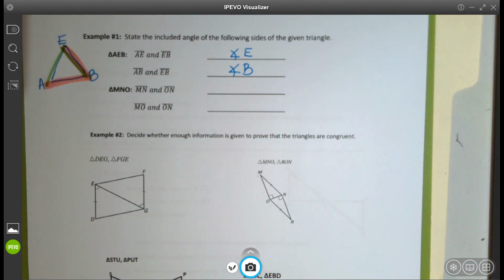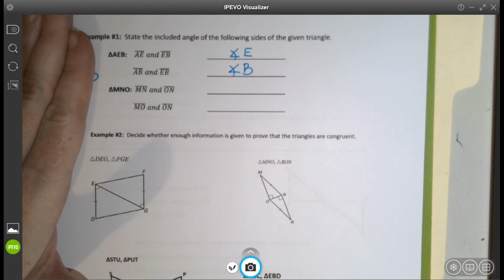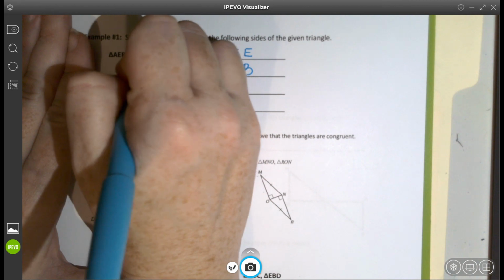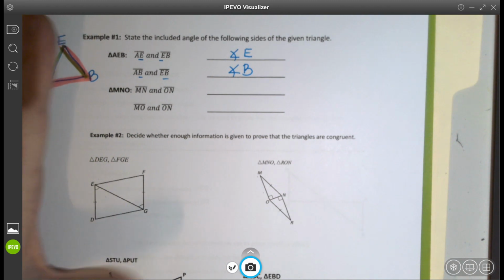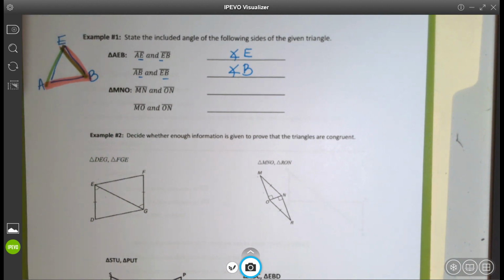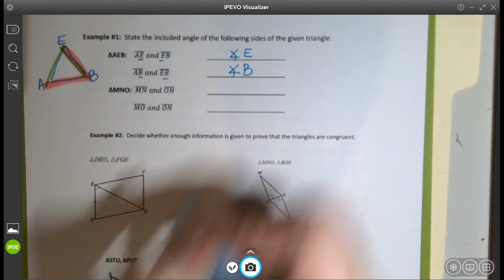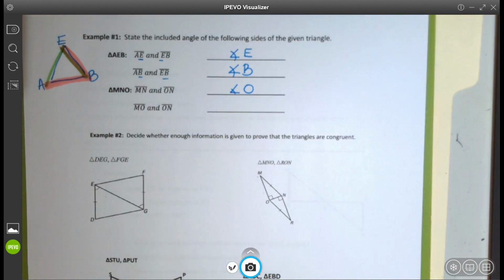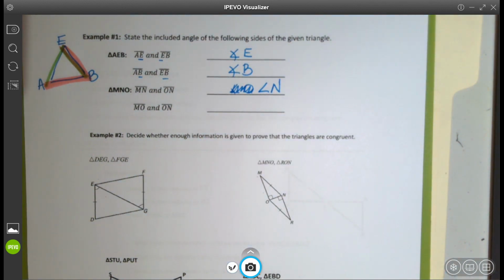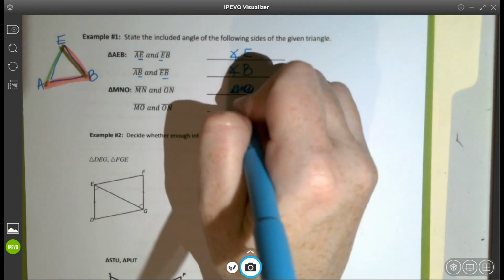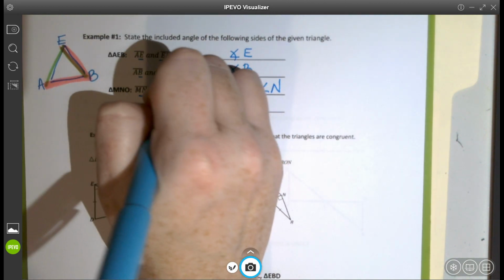So what would be a common thing that happened in both those examples? If I didn't have the picture, how would I identify that included angle? Here we repeat the letter, and here we repeated the letter. So look at triangle MNO and try to answer those 2 questions on your own, and then check back. All right, the first one, MN and ON, the included angle would be angle N. And the second one, here we have MO and ON, that would be angle O. Again, the letter that repeats.